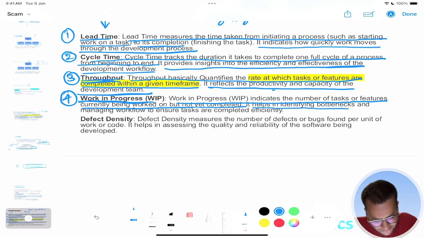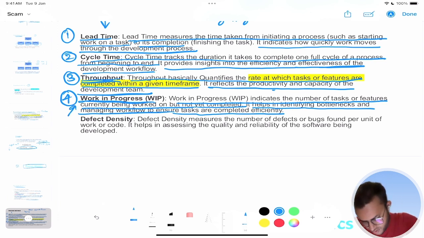It helps in identifying bottlenecks and managing workflow to ensure tasks are completed efficiently. Now, how can it manage workflow? Using this metric, you will get to know that your development team is currently working on 10 features right now. So you do not have to burden them with more features.